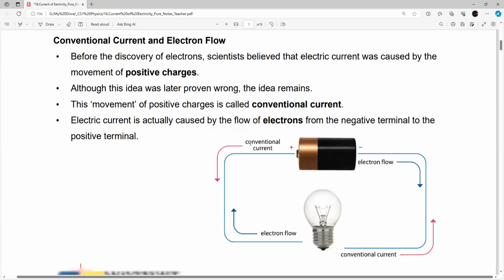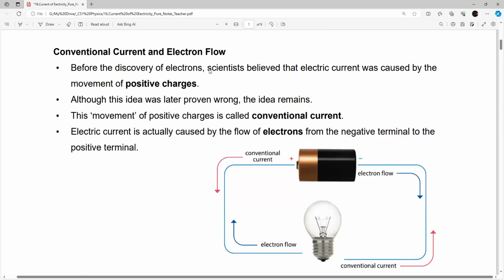So before the discovery of electrons, scientists actually believed that electric current was caused by the moving of positive charge. Like I mentioned in the previous chapter, only electrons move. So this idea was supposed to be wrong. So what they believed was the conventional current, which means the positive charge moved from the positive terminal of the battery across the load to the negative terminal of the battery. That is the conventional current.